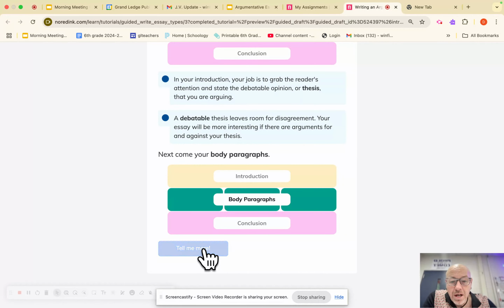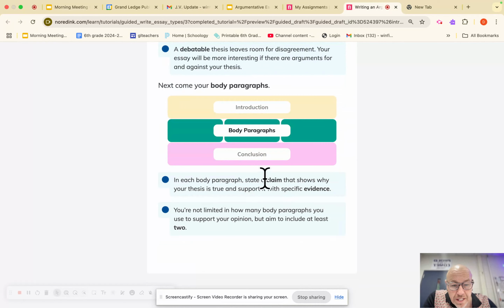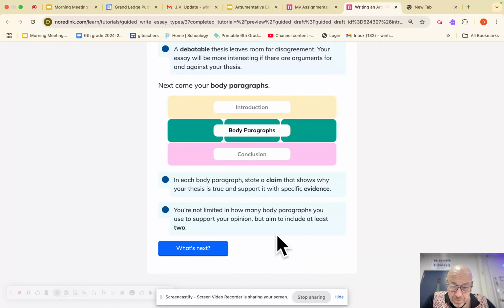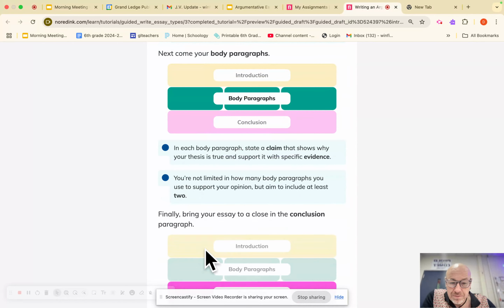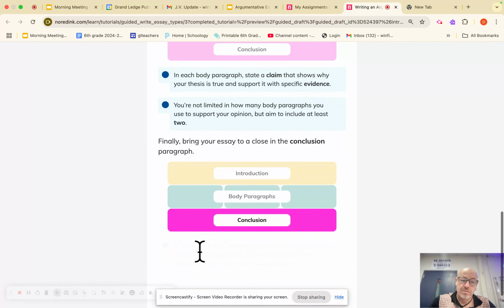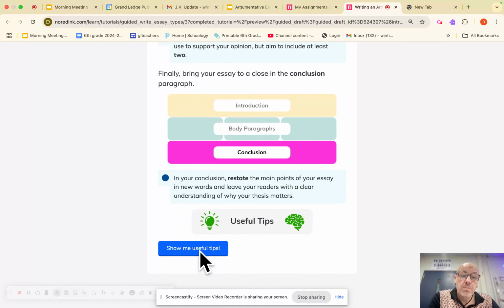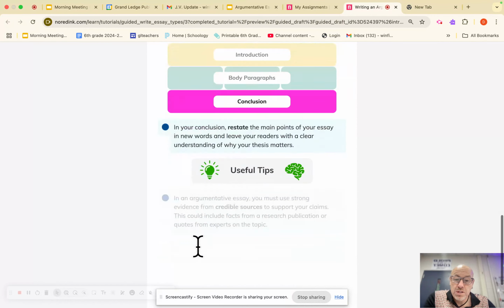Then they're going to talk about the body of your paragraphs, where you need a claim, that's your opinion, and evidence. And as stated in this, you need an opinion and 2 pieces of evidence or facts. It says you need 2 right there to give it a strong argument. Then you're going to bring your conclusion together. For today's purposes, we're not going to get too deep into the conclusion. But if you want to, you can get right into it by using No Red Ink to help give you examples. So show more useful tips.